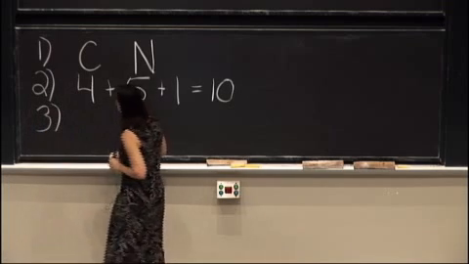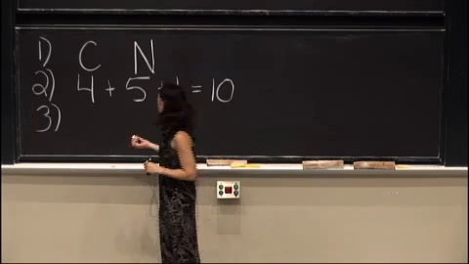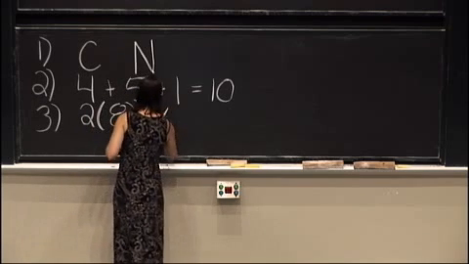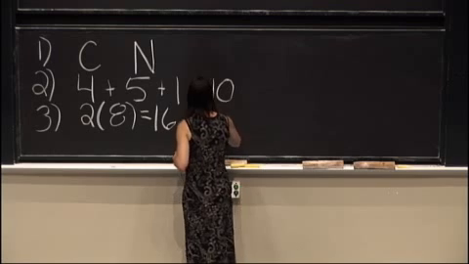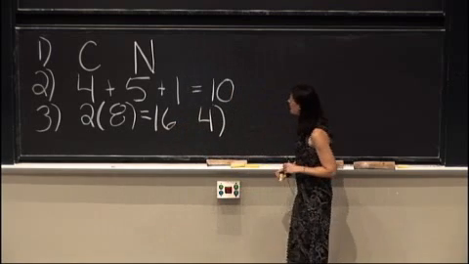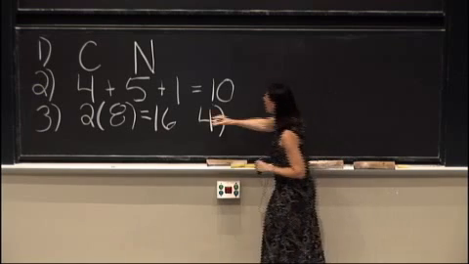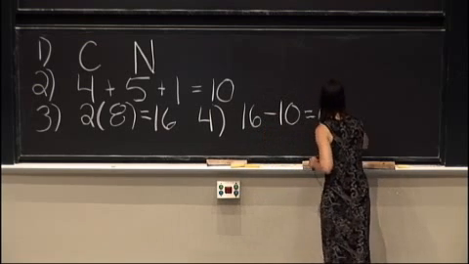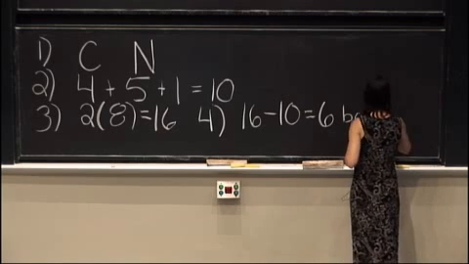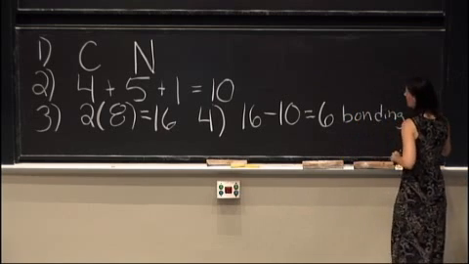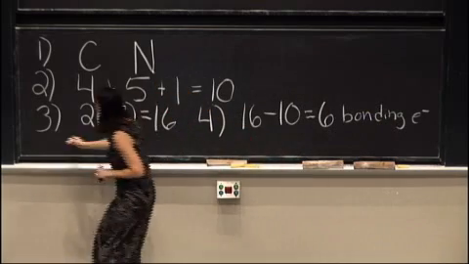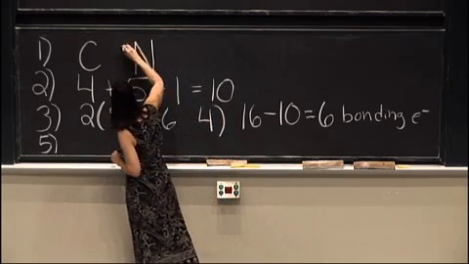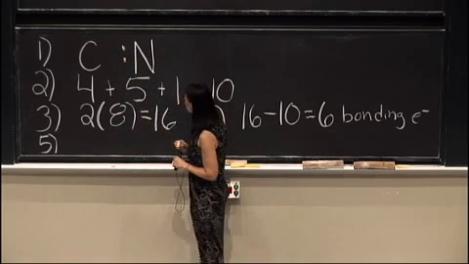And if we go on to step 3, where we figure out how many we would need for full octets, it's just going to be 2 times 8. So we have 16. And step 4 is going to have us figure out how many bonding electrons we have. So we have 16 minus 10, which is 6 bonding electrons. Step 5 tells us to add 2 electrons between each atom. So we add 2 there.